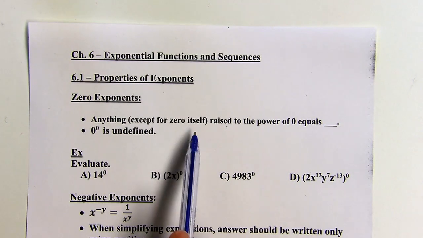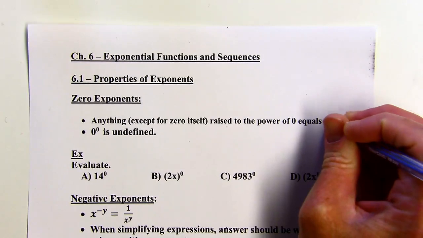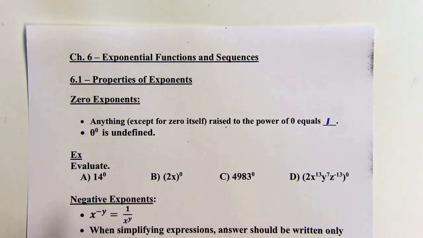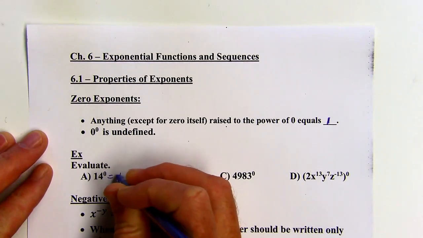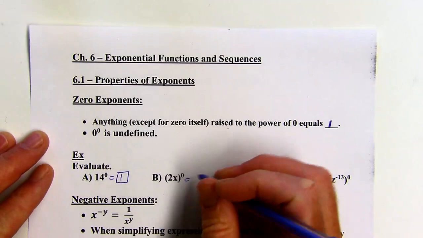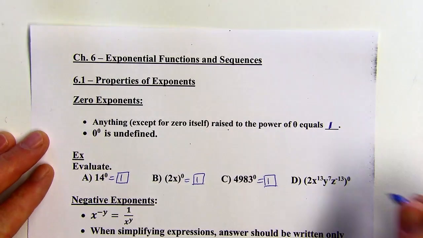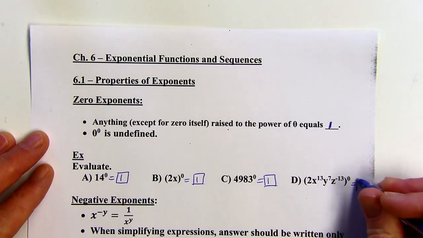Anything except for 0 itself raised to the power of 0 is going to equal 1. 0 to the 0th is undefined. But that means anything raised to the 0th equals 1. So 14 to the 0th equals 1. The quantity 2x raised to the 0th equals 1. All of these are going to equal 1. It doesn't matter what you're raising to the 0th, it's going to equal 1.